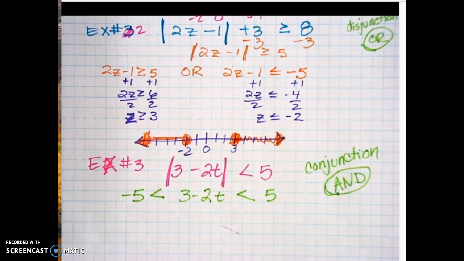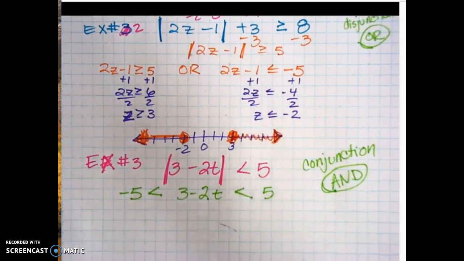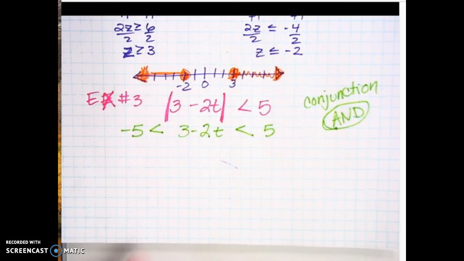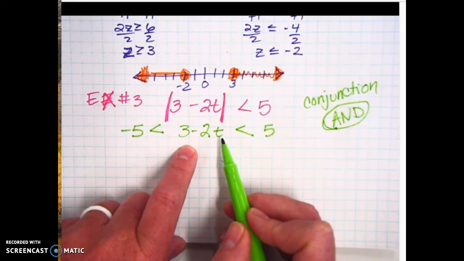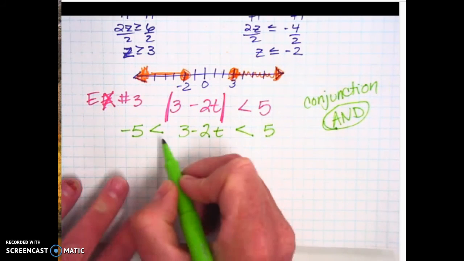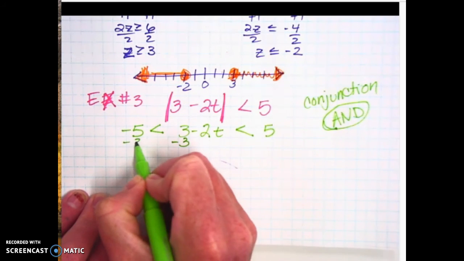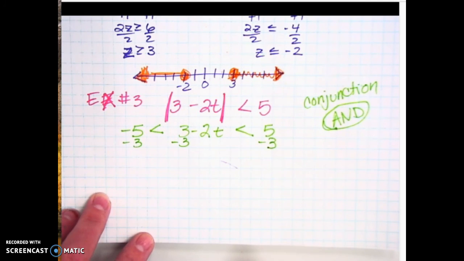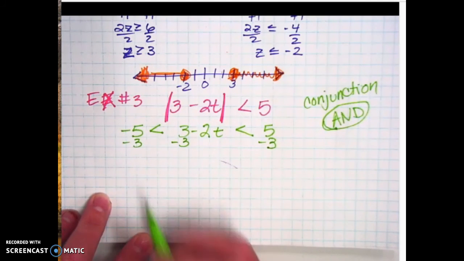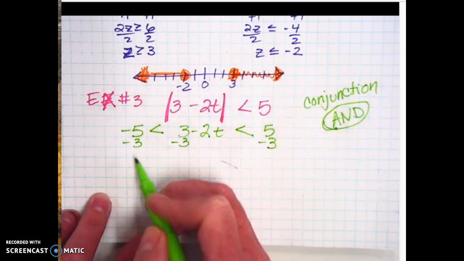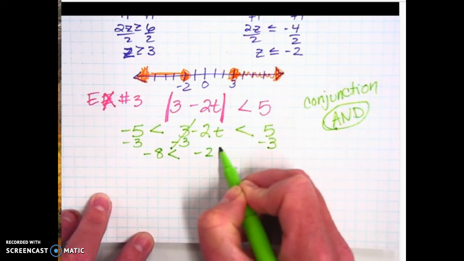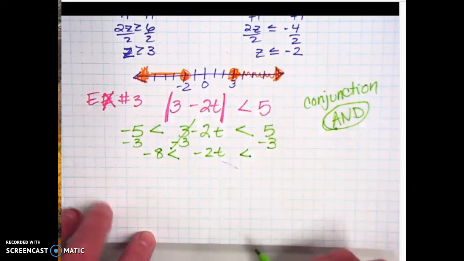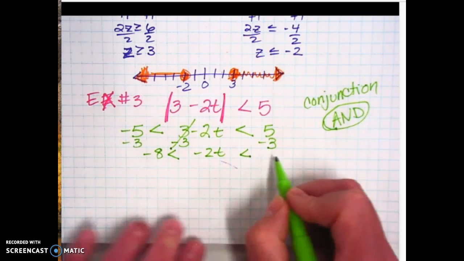Okay? Again, if you need to isolate it first, isolate it first. This one's already isolated, so it's good to go. Okay? Then, whatever you need to do to get the t by itself in the middle, you're just going to do inverse operations. So subtract 3, which means you need to subtract 3 from all 3 parts. Negative 5 minus 3 more, you end up at negative 8. These are opposites. And we have negative 2t in the middle. And then 5 minus 3 is 2.